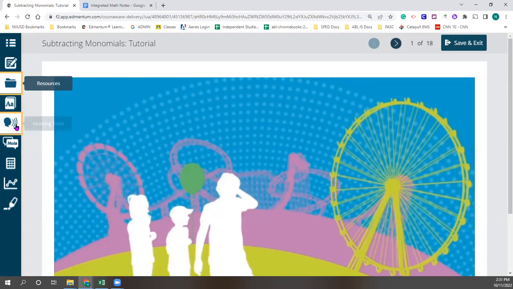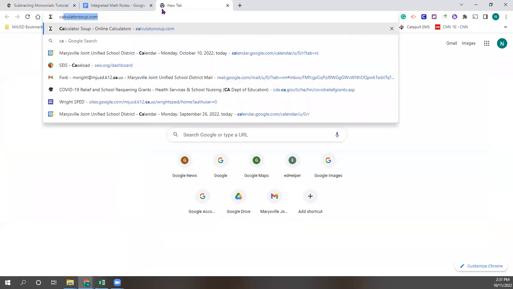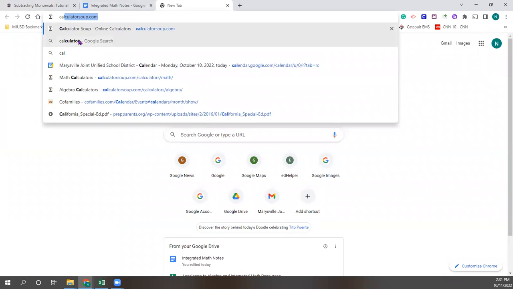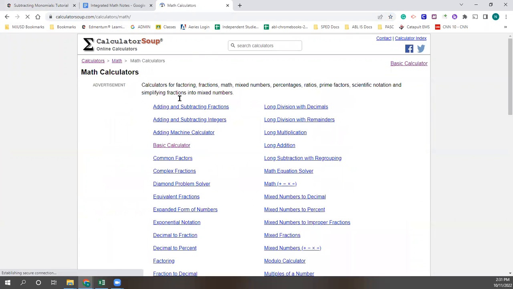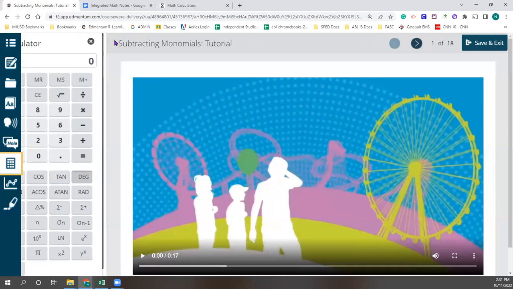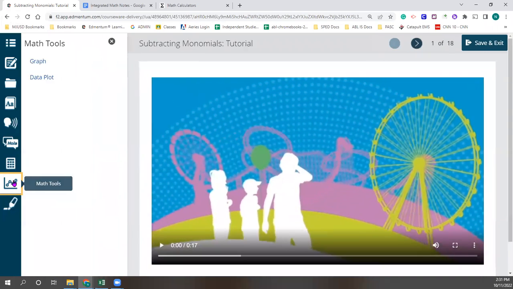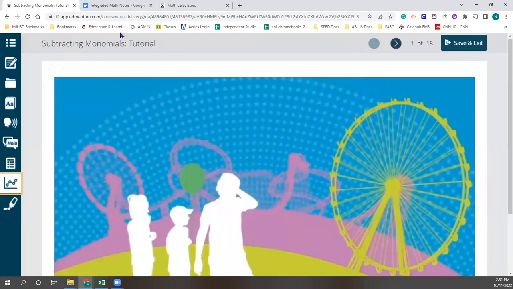And then you have some of your normal tools. The calculator is right here if you need it quickly. However, you can also access calculatorsoup.com. So Calculator Soup has a lot of math calculators that will support you in this process. You have other math tools for graphing and plotting. Those come in handy later on in the course.